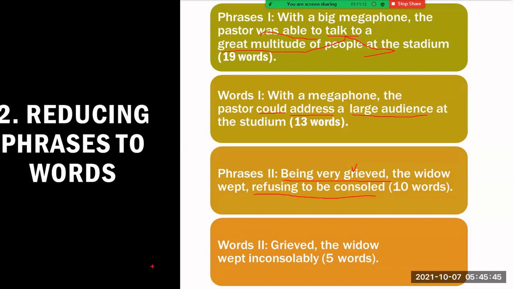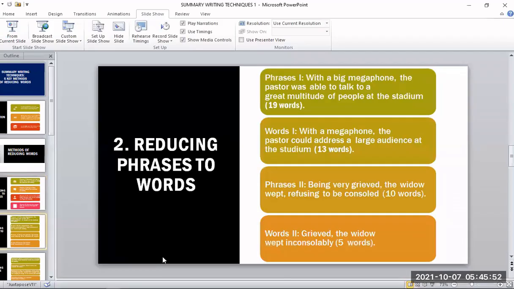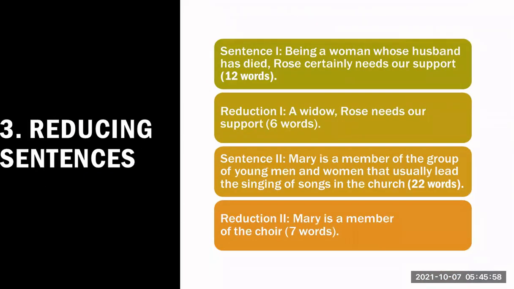Now, let's look at the next method, and that is reducing sentences. We want to look at sentences and then we look at how to reduce them. Sentence 1 contains 12 words. Being a woman whose husband has died, Rose certainly needs our support.